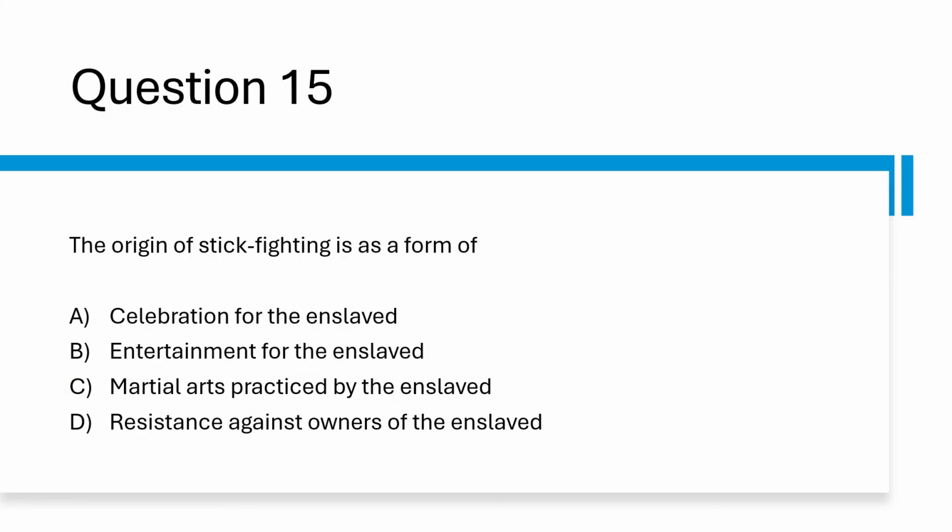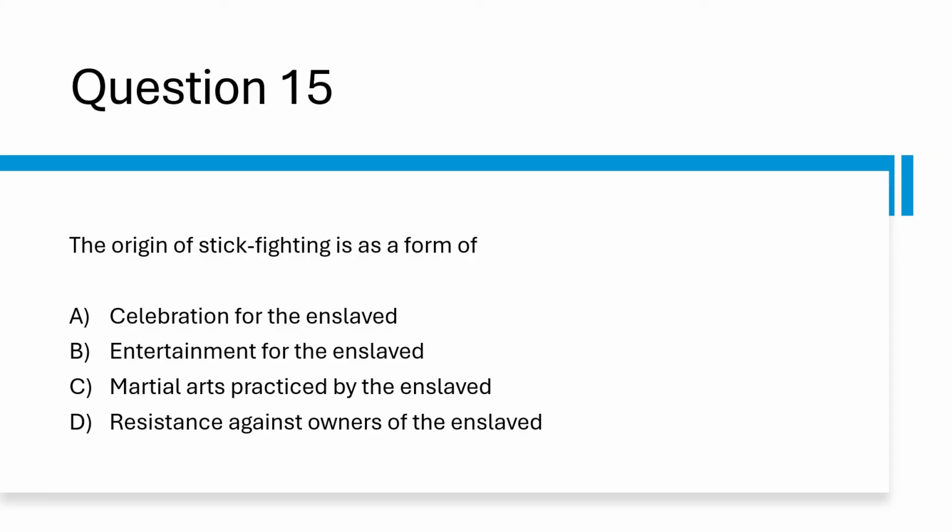The origin of stick fighting is as a form of: A, celebration for the enslaved; B, entertainment for the enslaved; C, martial arts practiced by the enslaved; and D, resistance against owners of the enslaved. Now this can be a tricky one if you're not paying attention, and you have to look at how it is worded. It says the origin of stick fighting is as a form of.